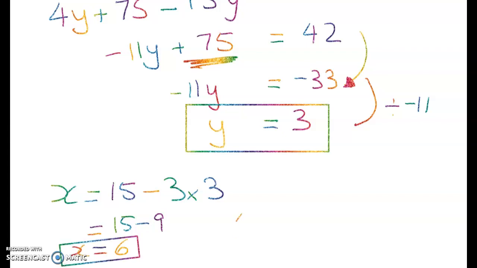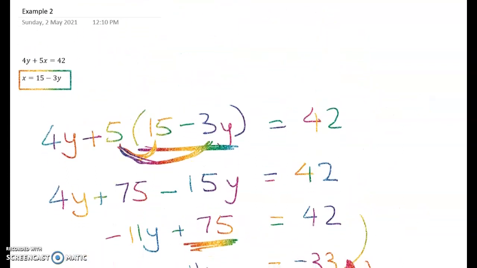Right, so that gives me my final answer here of x, y. Let's just get rid of that. So x, y is equal to 6, 3. And we're going to go back and check that that works.